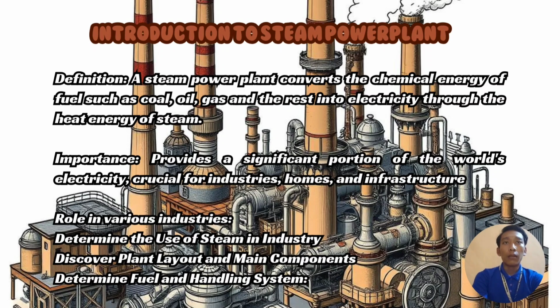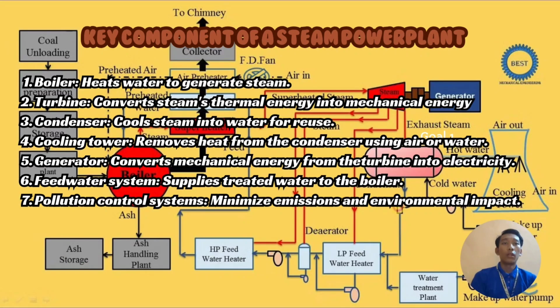Then steam power plant discover plant layout and main components. And lastly, it's determine fuel and handling system. Now we moving on to key component of a steam power plant.